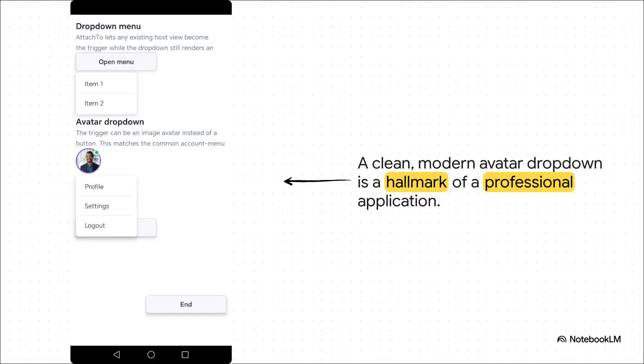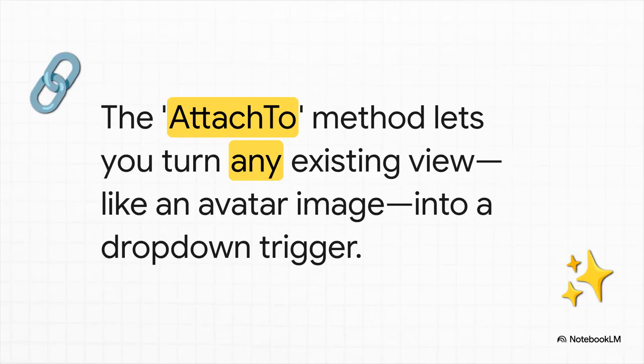I mean, just look at this again. That little user avatar, you click it and you get options like Profile, Settings, and Logout. That is the hallmark of a professional application. It feels right, it saves screen space, and frankly, it just looks great. And you're probably thinking, that must be complicated to set up, right? Nope, it's ridiculously simple. The component has this one method called attach to. You just point it at any view you already have. An image, a label, whatever, and it instantly becomes the trigger for the menu.